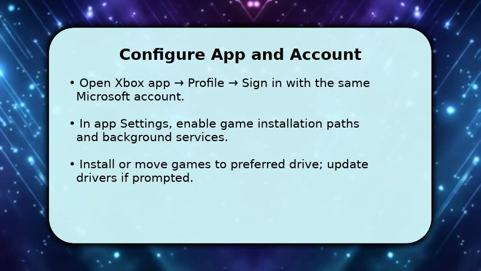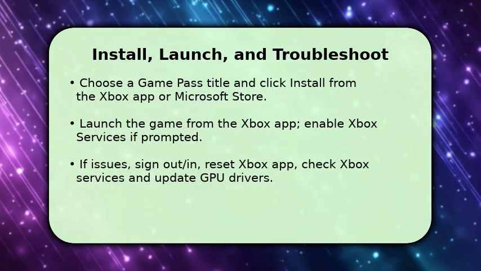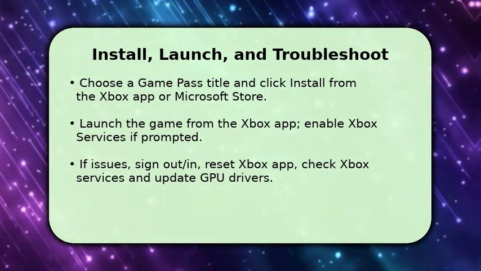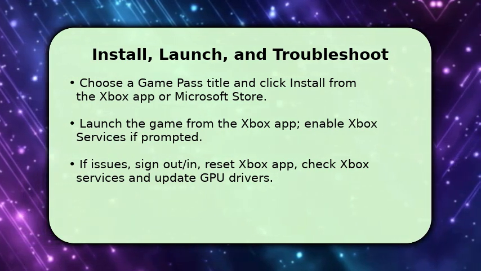You finish by selecting a Game Pass game and hitting install. The Xbox app or Microsoft Store will manage the download and entitlement check. Once installed, launch it directly from the Xbox app so cloud saves and overlays connect automatically.